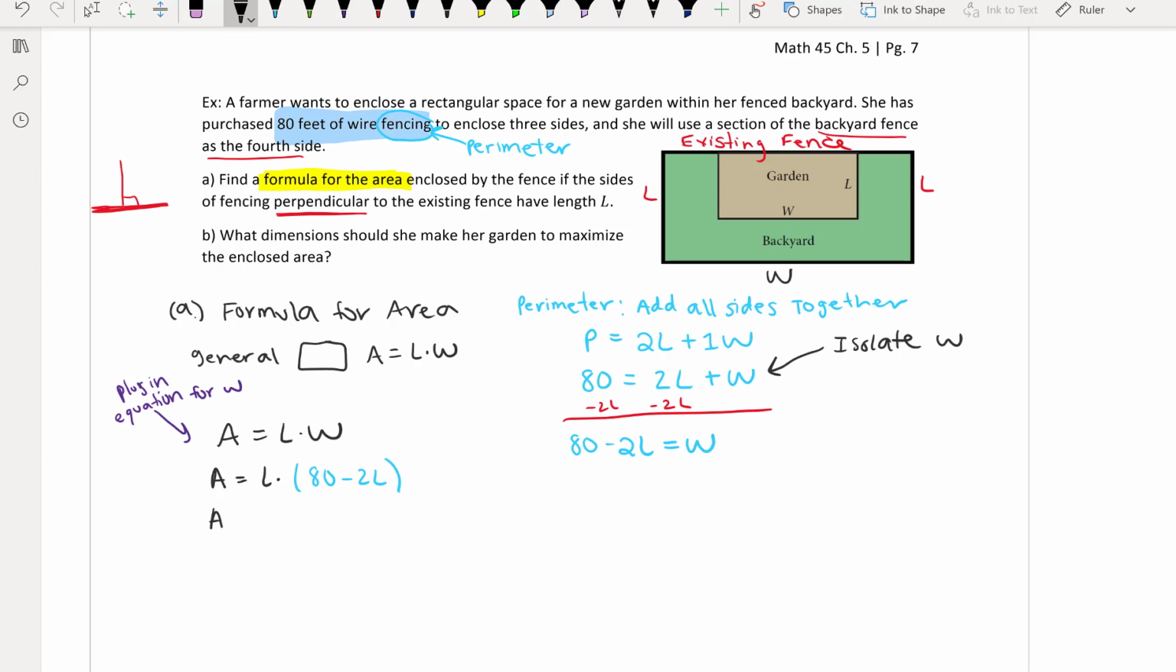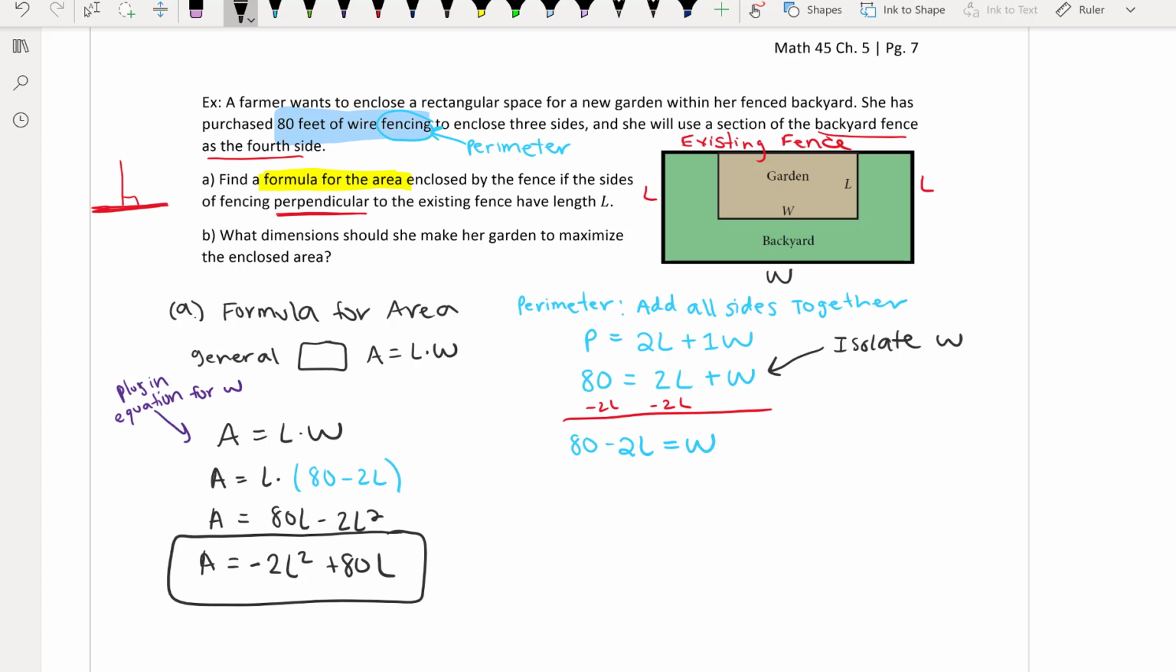So I'm going to have area is equal to 80L minus 2L squared. And I'm just going to rewrite this so it's in descending order: negative 2L squared plus 80L. Okay, so now I have a formula for area. There's my general formula because I had 2 L's and 1 W. So that's what I ended up with.